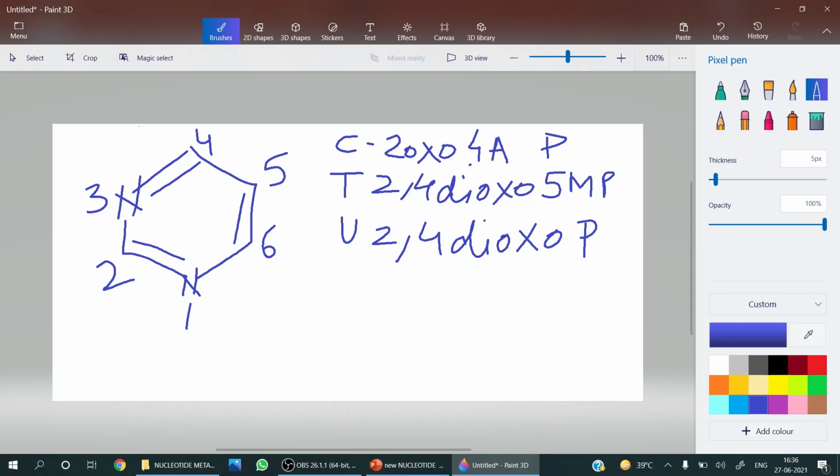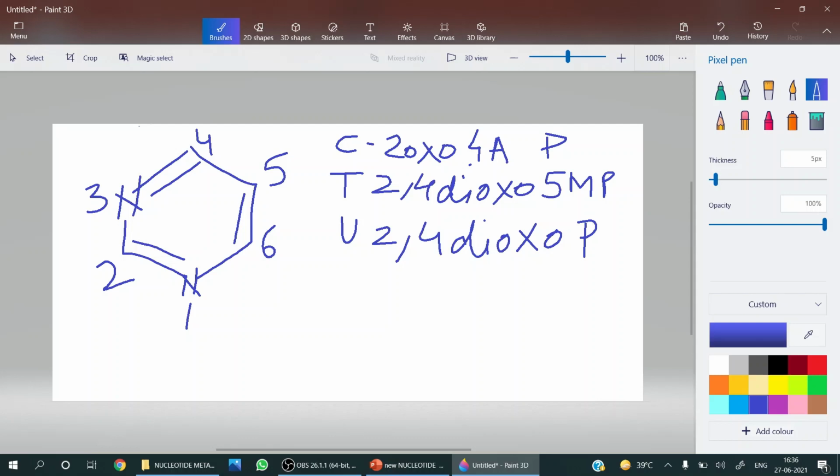Now how will you make this structure? This is the general structure of a pyrimidine. Start numbering like this, 1 2 3 and so on. Clockwise numbering is there in the case of pyrimidine bases. Then thymine is 2,4-dioxo 5-methyl pyrimidine. So by substituting this you can easily make the structure of thymine.